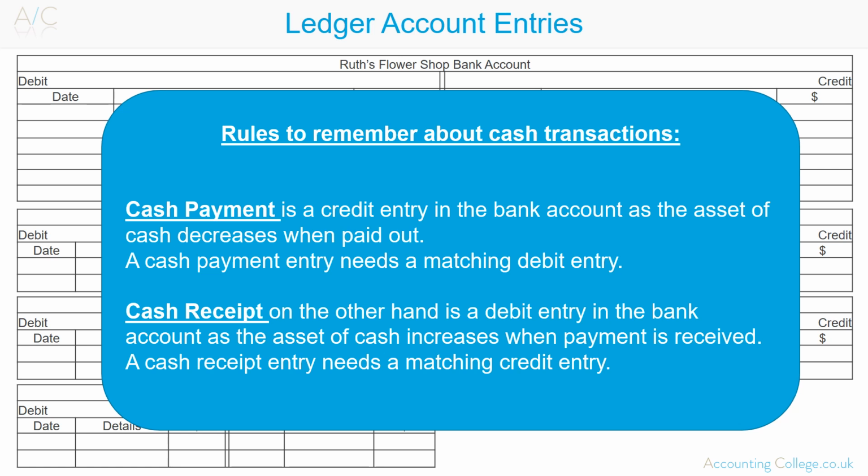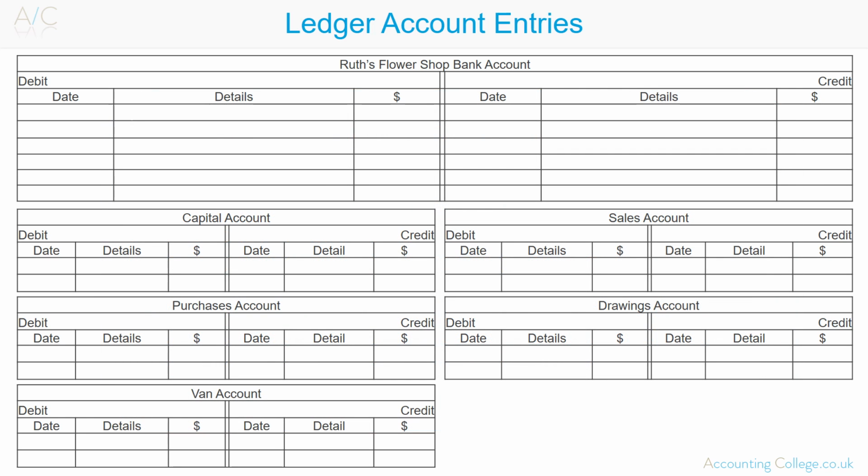Let's have a look at a simple example of a bank account for Ruth's Flower Shop. Ruth's Flower Shop has the following transactions within the first week of trading. For this illustration, all payments and receipts were cash transactions. By this I mean none of their initial transactions are credit sales or purchases.